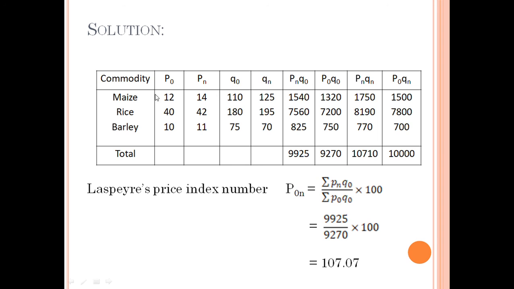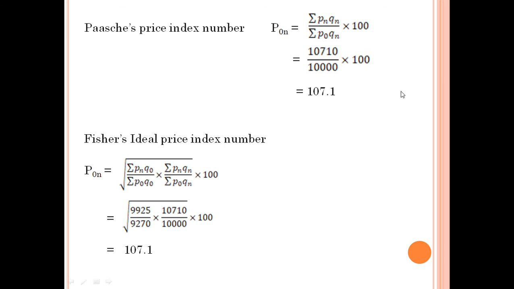Then I have put the values here, and for the last, P naught Qn, we will multiply this 12 by 125, then 40 by 195, then 10 by 70. So we get all these values, and after taking sum, it becomes 10,000. So now by putting the values, the final answer for Paasche's price index number is 107.1.